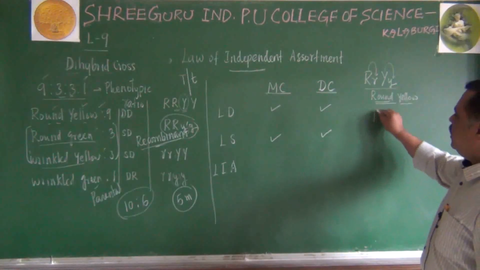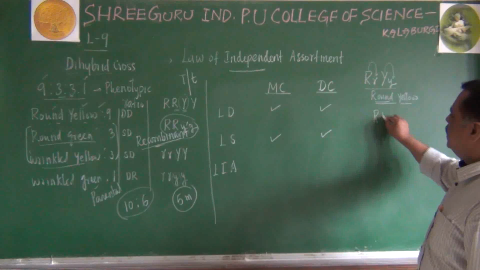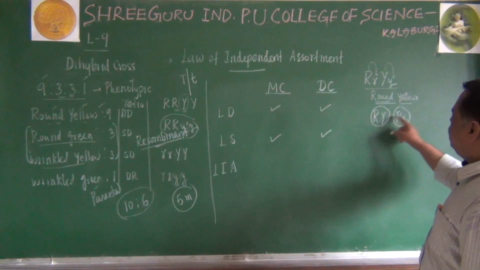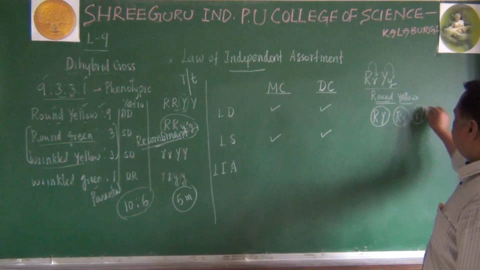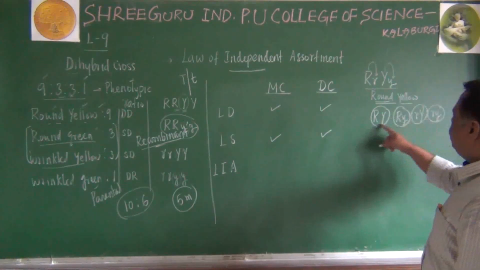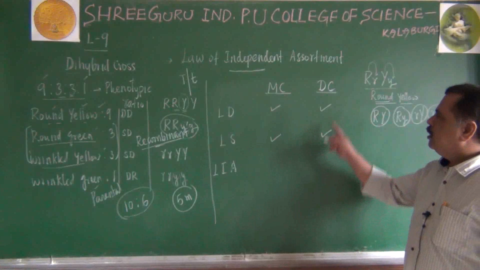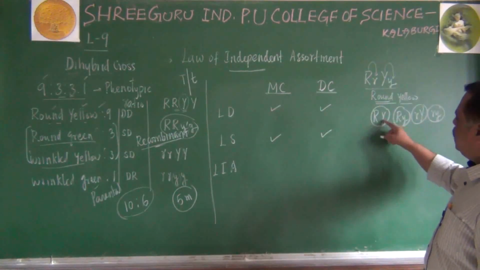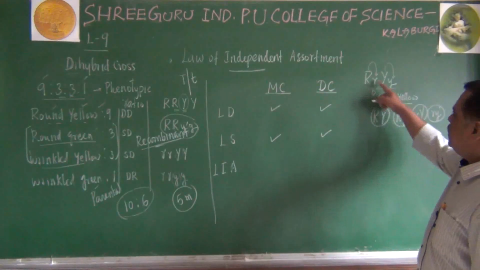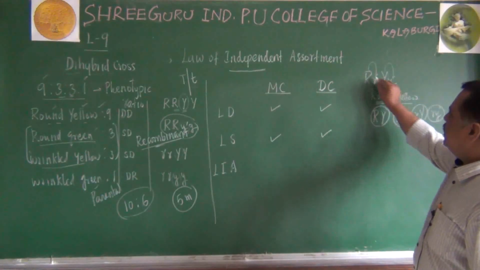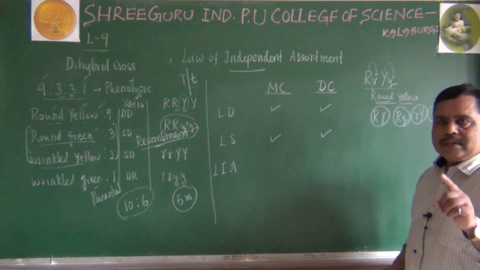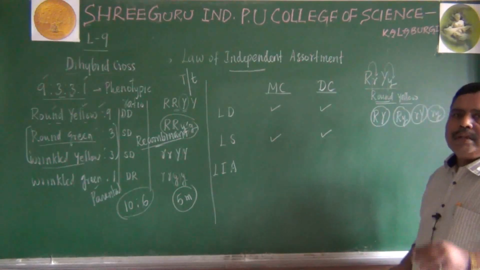This dihybrid can produce 4 types of gametes we have seen. One is capital R small y, capital R capital Y, small r capital Y, small r small y. How are these 4 gametes possible? Due to segregation. Capital R segregated from small r. Capital Y segregated from small y, isn't it? This is segregation, this is segregation. Please remember the difference between segregation and independent assortment.